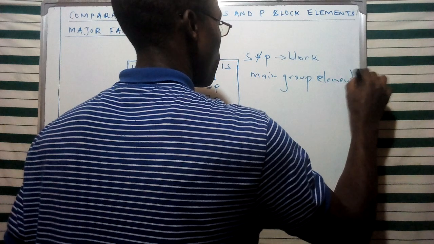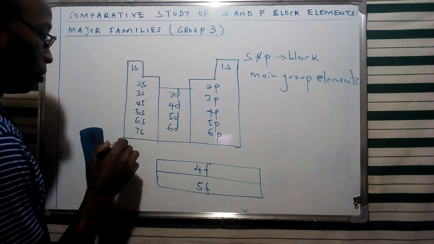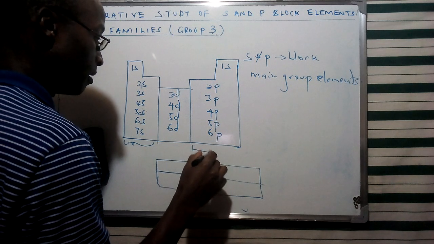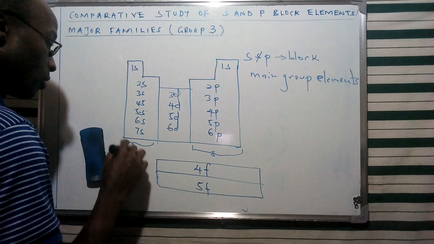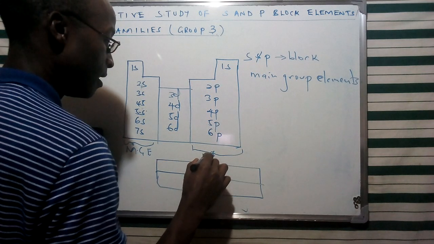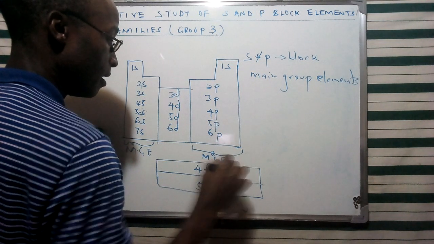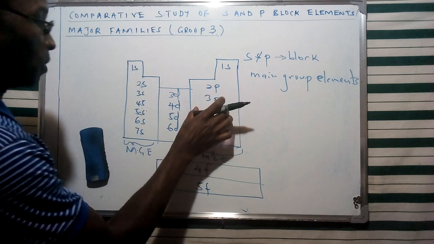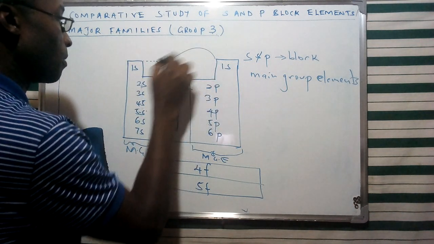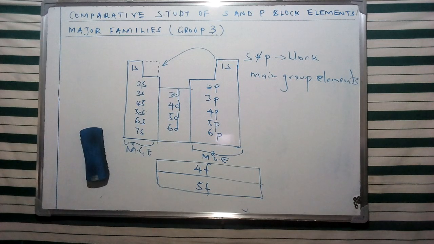And as we can see from this, these are going to constitute this first one given as such, and the last one given as such. And these are going to constitute the main group elements, which are the S and P block elements. Now, if we consider this one, I've given helium being represented as such. We're going to assume that it's going to be occupying such a position among the S block elements.